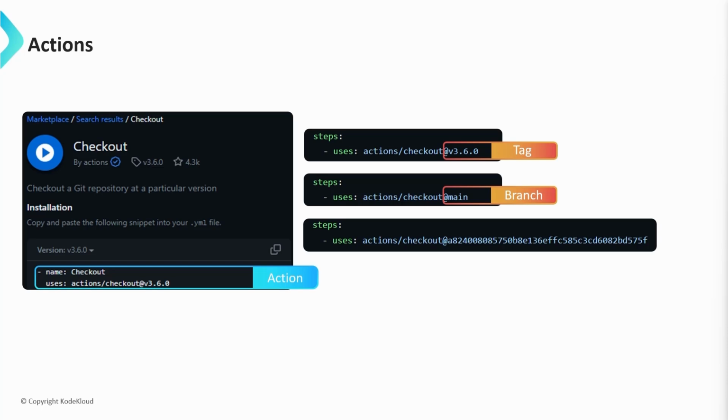Specifying a branch for the action means it will always run the version currently on that branch. This approach can create problems if an update to the branch includes breaking changes. So this example uses an action which targets the main branch.